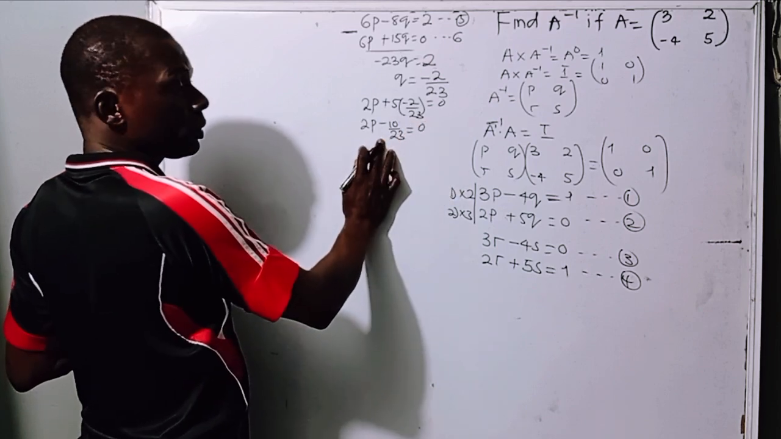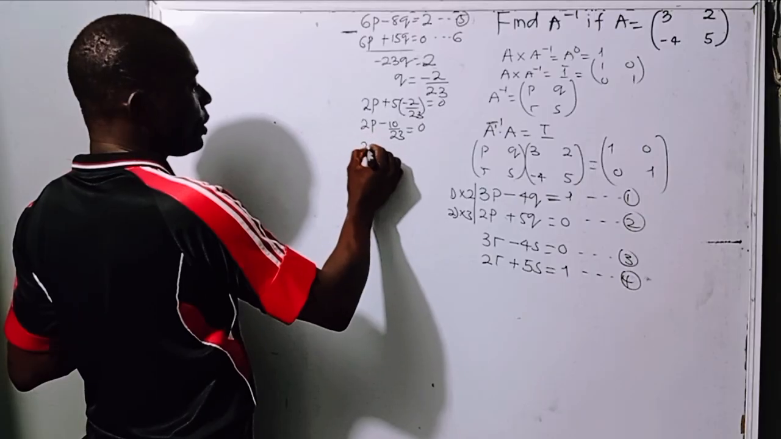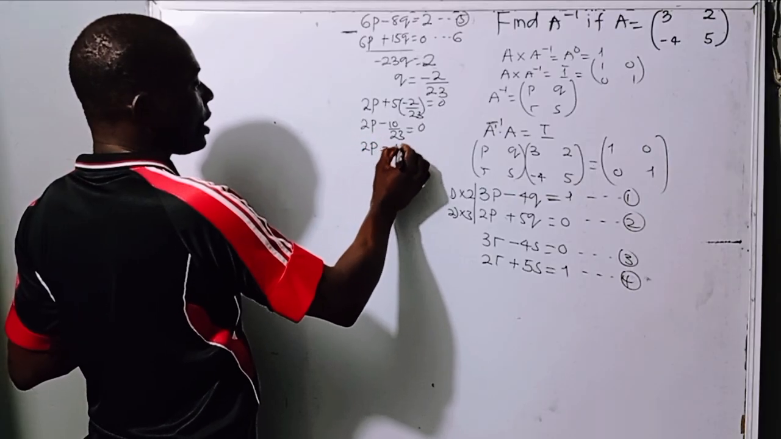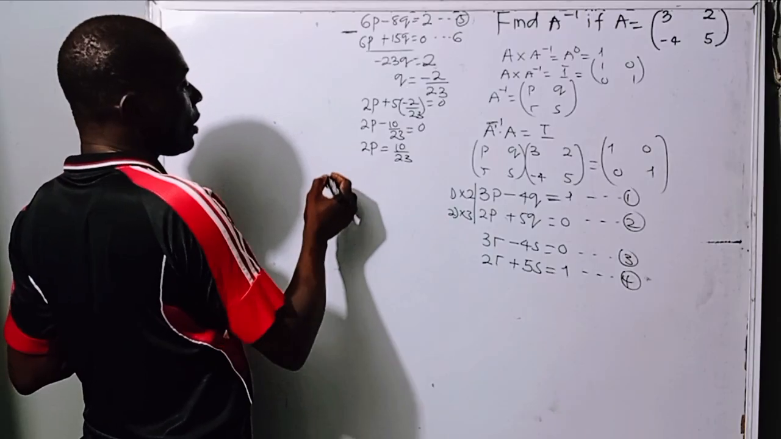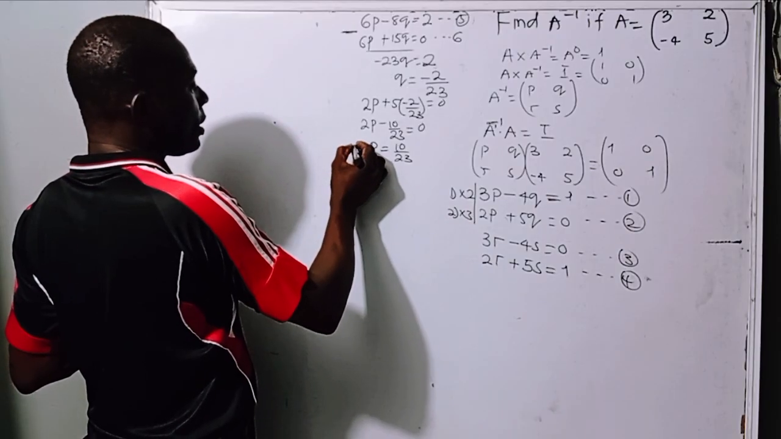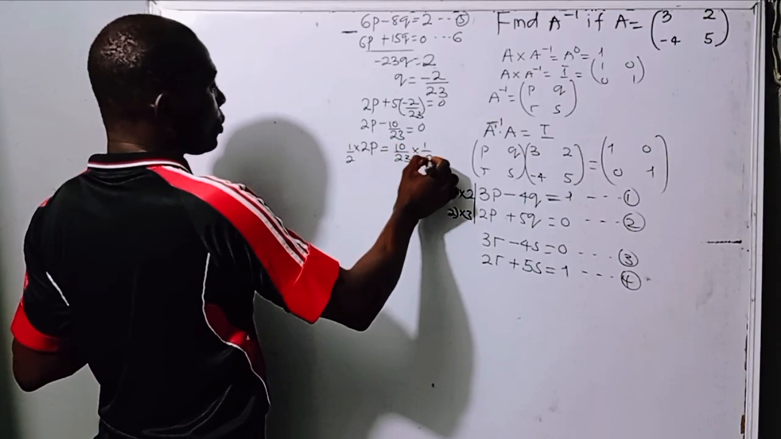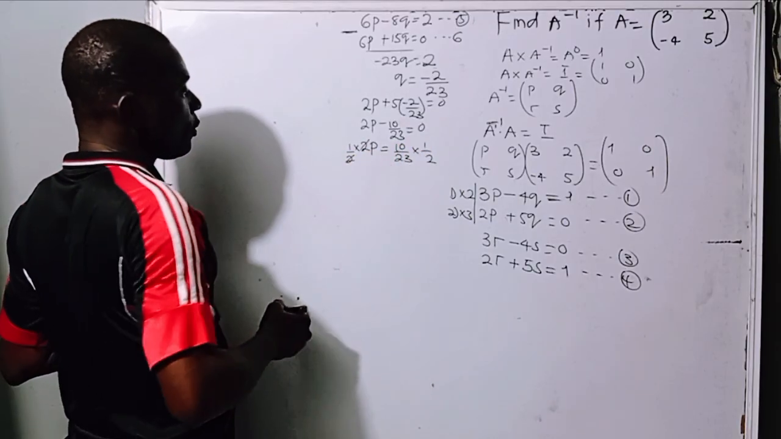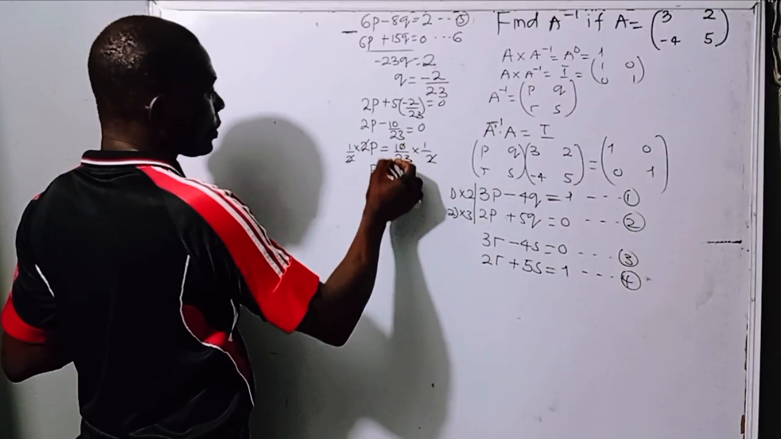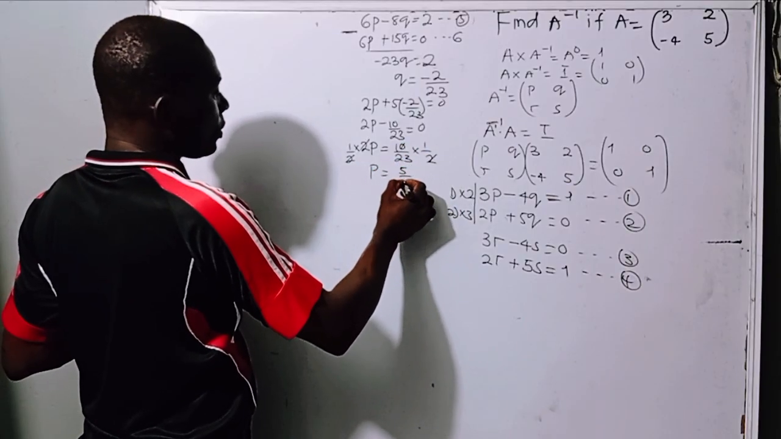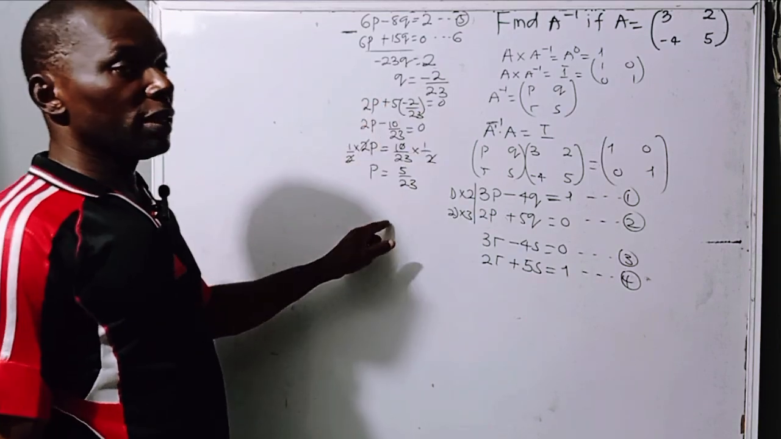So we'll move this one to the right hand side, because the negative becomes positive. So 2p is equal to 10 over 23. To obtain the value of p, multiply both sides by half, because we need to remove the coefficient of p here, so that p is equal to 5 over 23. So we have obtained the values of p and q respectively as this.